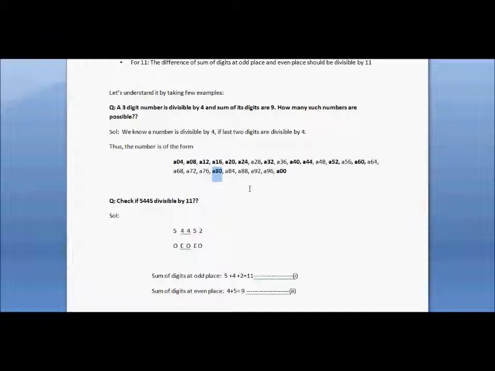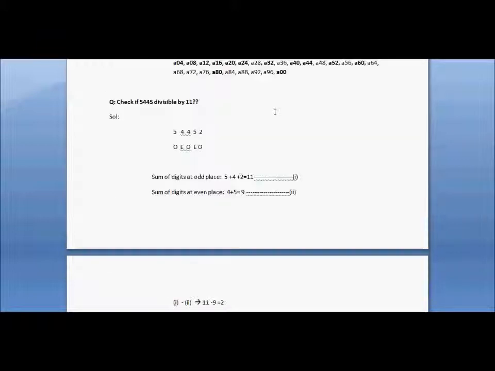So you have to be very vigilant while doing these kinds of questions. So there are 13 possible 3-digit numbers which are divisible by 4 and at the same time have the sum of digits as 9. So there are 13 such cases. In this way, if you understand the divisibility properties, many questions become very simple for you in the exam. This is how we use divisibility properties for solving various questions.